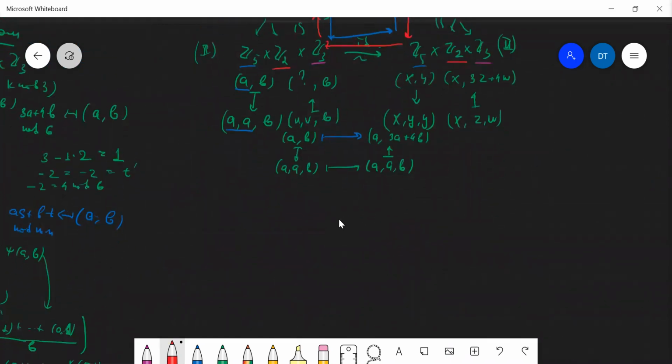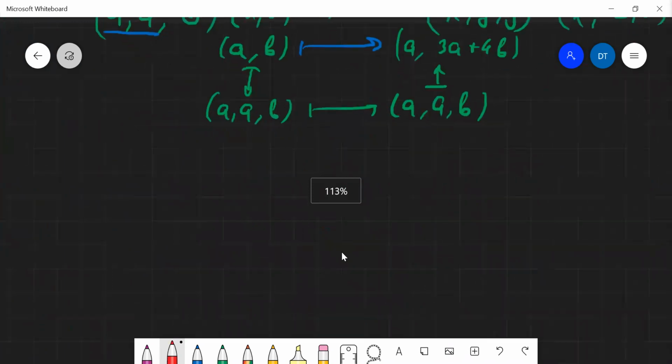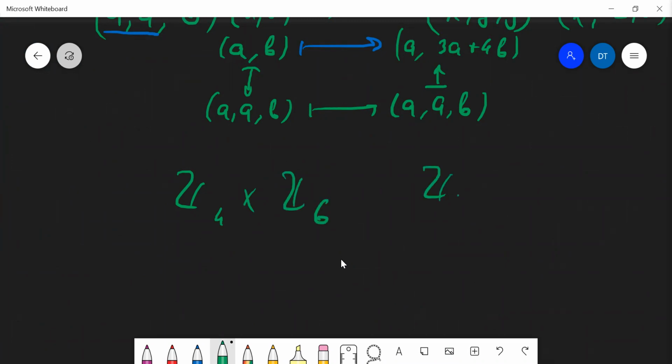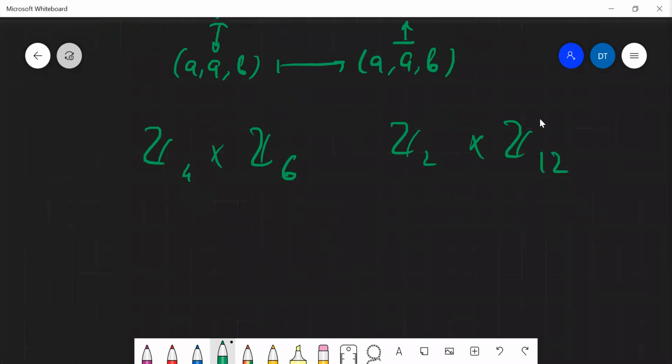Okay, but if we have something like this, let's say Z4 times Z6 on one side, and Z2 times Z12 on the other. Well, the right-hand side is represented in the first form, but the left-hand side is not represented in the first form. So let's represent them both in the second form.